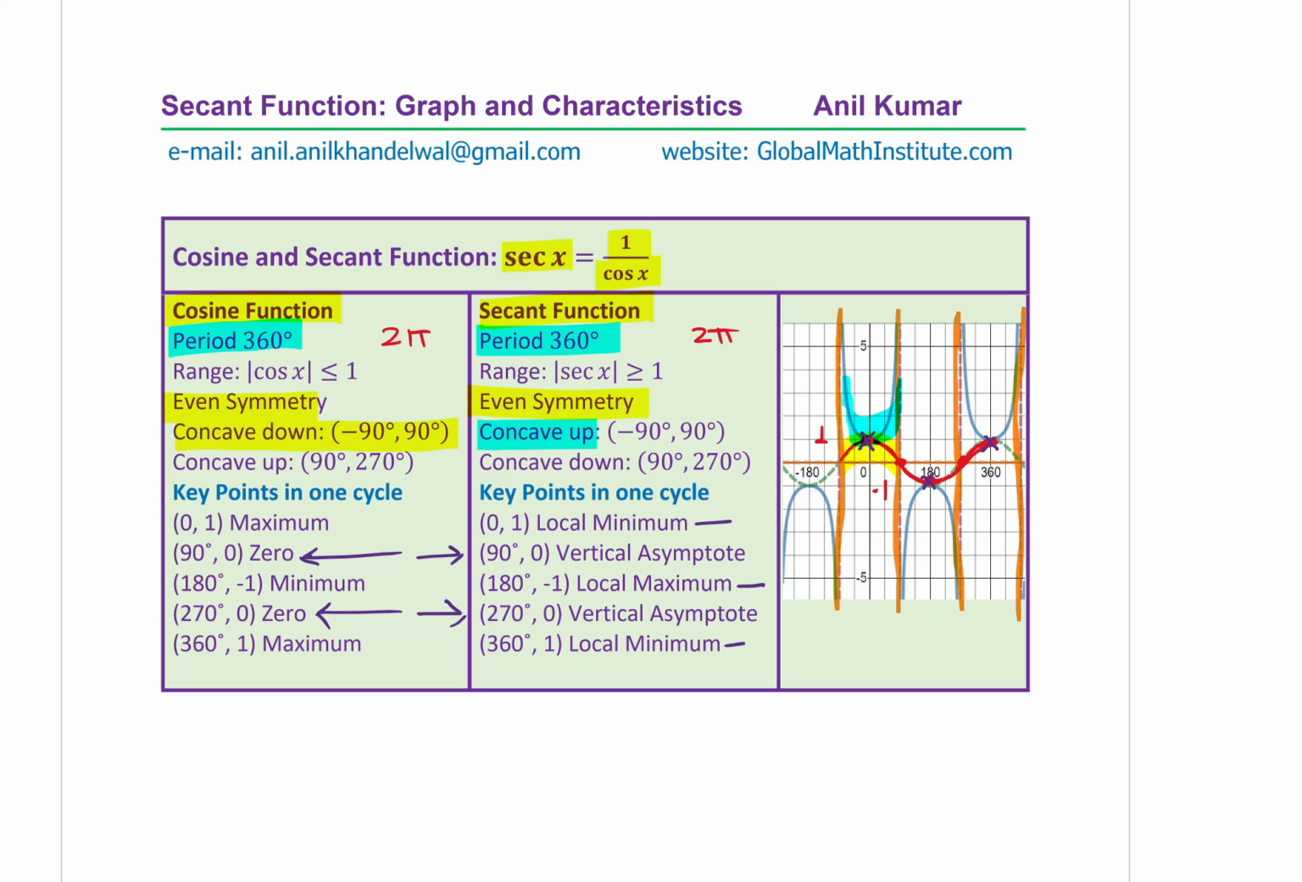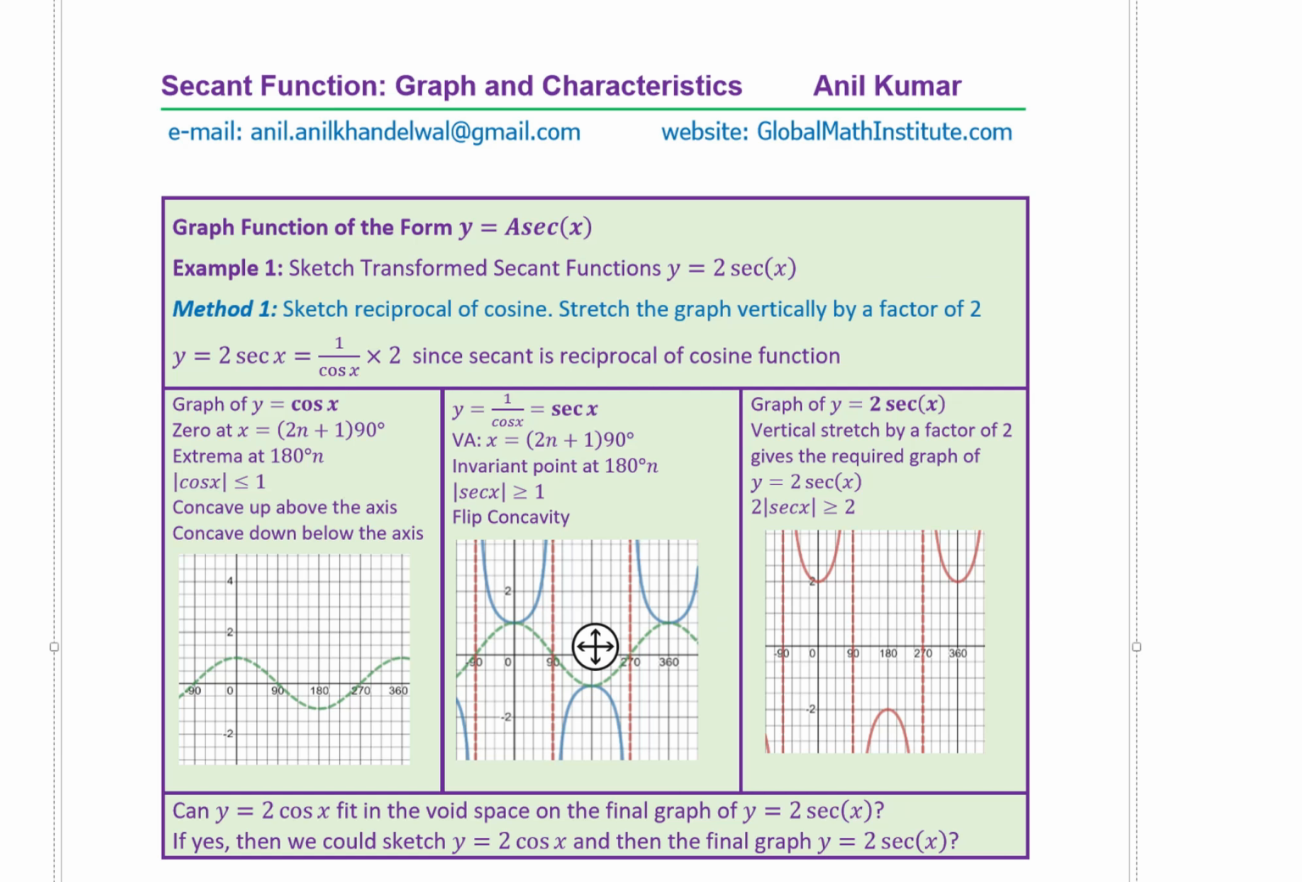So that is how the two graphs are related. Now these characteristics really help us to sketch accurate graphs for secant functions from cosine functions, right? So let's take an example and further explore.